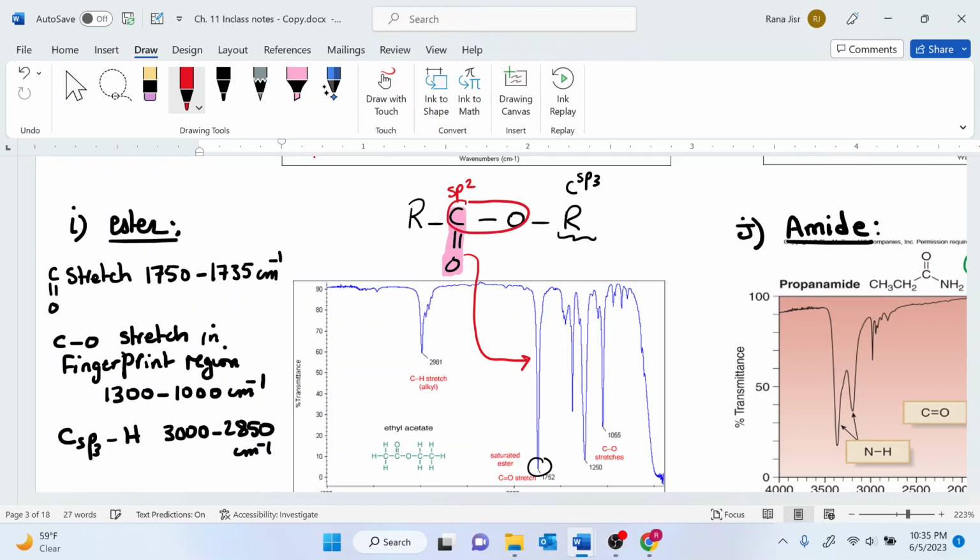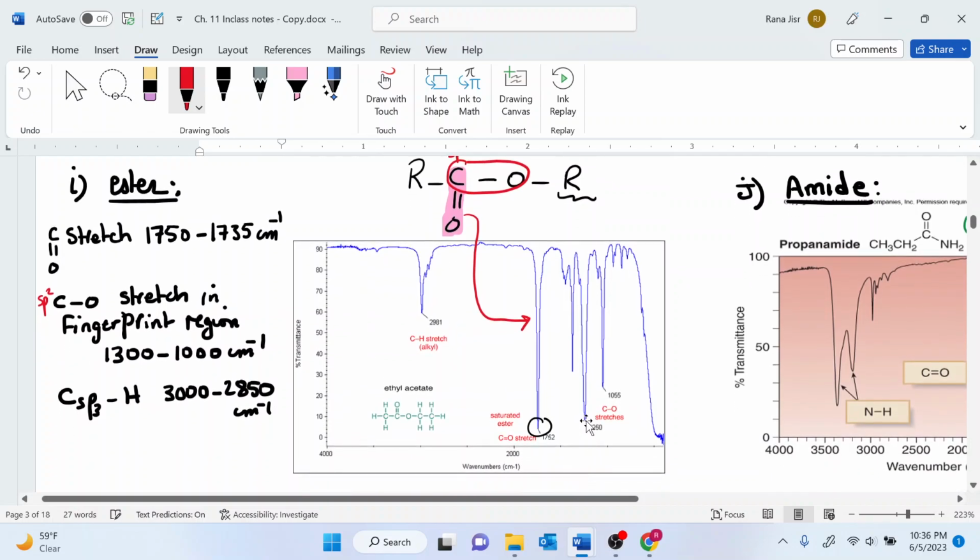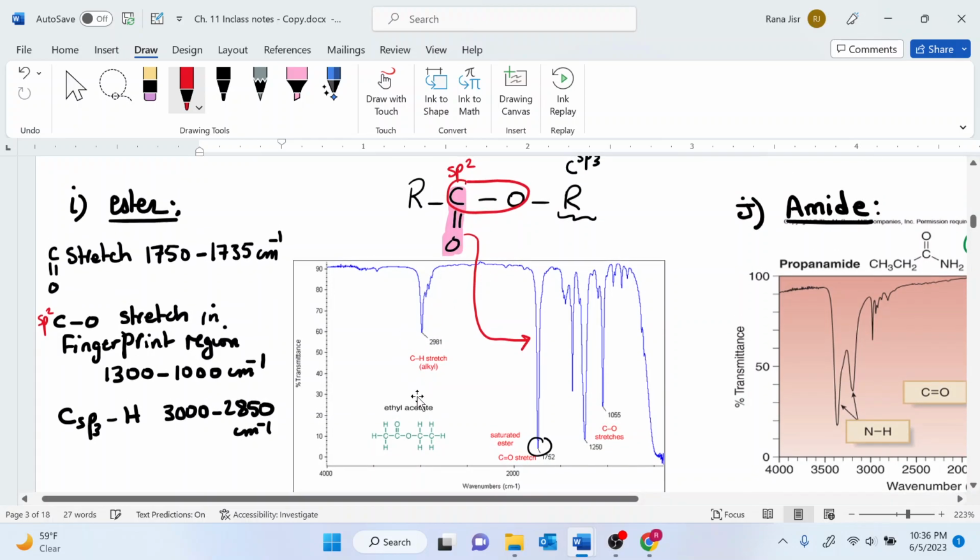The sp2 CO stretch here, this is the sp2 CO stretch. It's going to occur in the fingerprint region between 1300 and 1000, and it's going to look like that. So these are the sp2 CO stretches in there. It's around 1200 centimeter to the -1. It's broad. It depends on what the ester is connected to. What's the CO connected to? Basically, it depends on the R here and the R there. Of course, you have in this structure the sp3 CH stretches that you also need to look for.